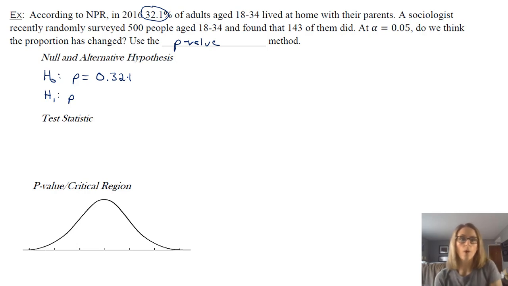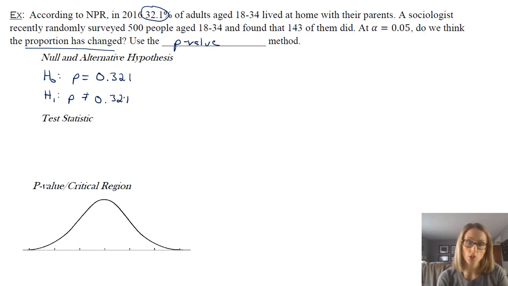Then we want to know, has that proportion changed? Now, because of that wording, I don't need to check my sample evidence at this point. Just the fact that it says, has the proportion changed, tells me that this is a not equal to. Because it doesn't say, is the proportion greater, is the proportion less than. It just says changed. Another word would be is different. That's also telling you to do the not equal sign.